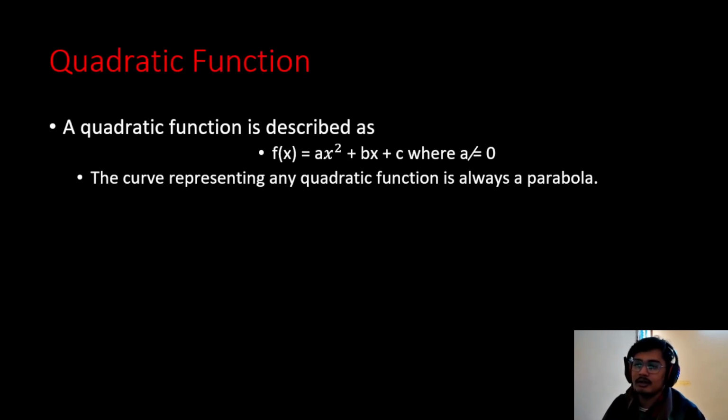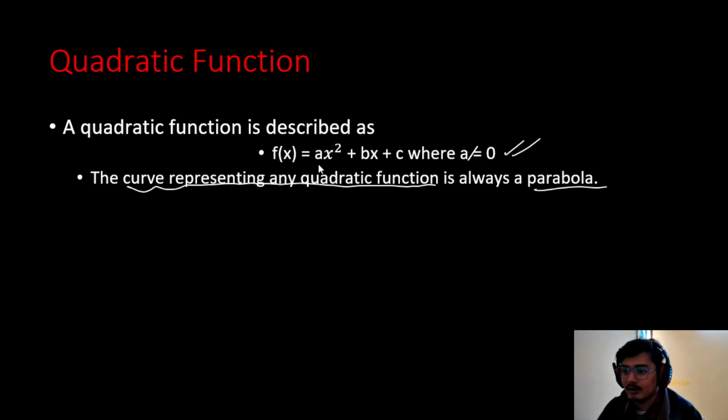So the topic is quadratic equation. What is a quadratic equation? A quadratic equation is described as f(x) = ax² + bx + c, where a is not equal to 0. If we talk about the graphical representation of the quadratic equation, the curve representing any quadratic function is always a parabola, and the quadratic function will be in the form f(x) = ax² + bx + c.